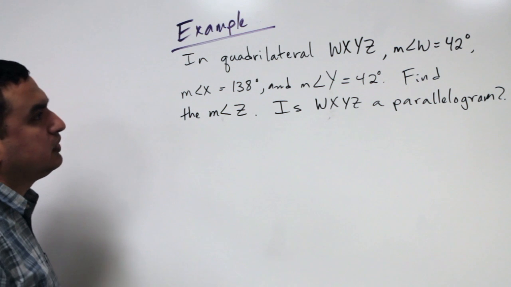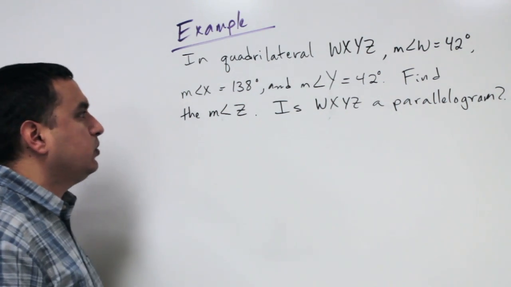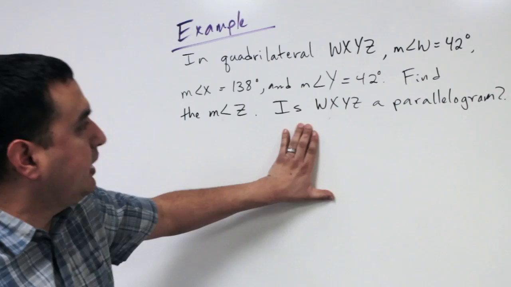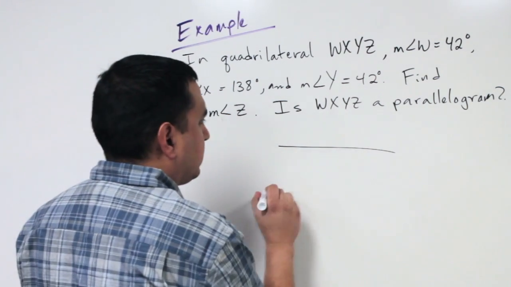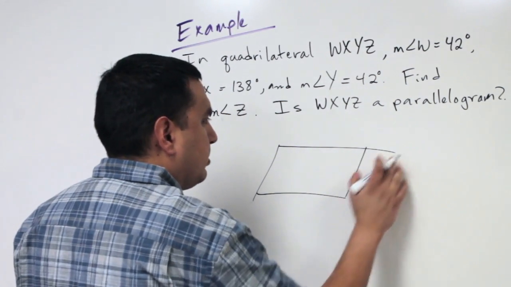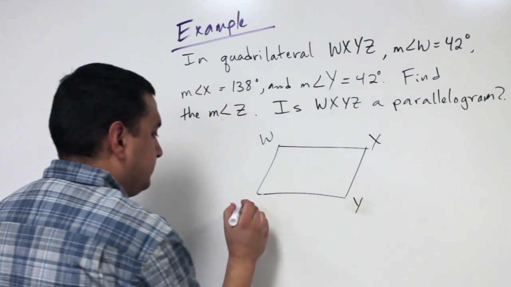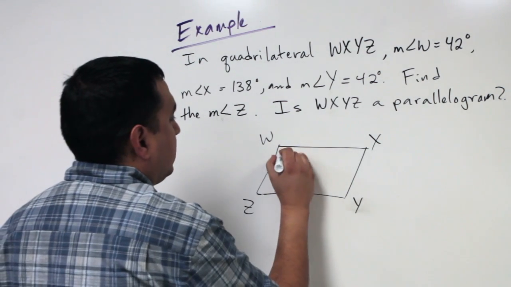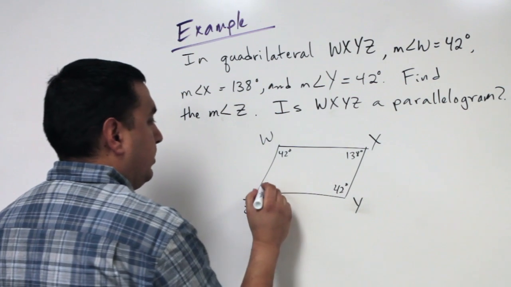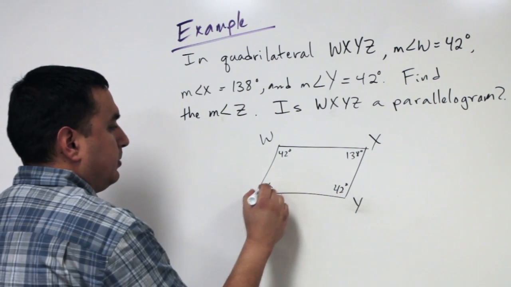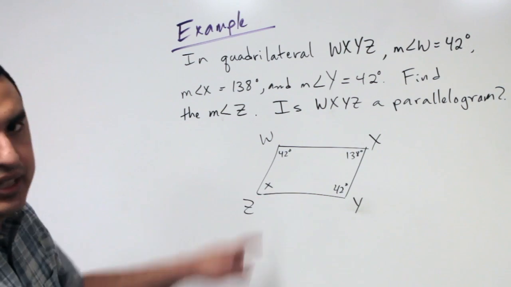Okay, in this example, in quadrilateral WXYZ, the measure of angle W is 42, the measure of angle X is 138, and the measure of angle Y is 42. We want to find the measure of angle Z, and we also want to ask the question, is WXYZ a parallelogram? We want to start by drawing a quadrilateral, and we're going to call it W, X, Y, and Z. I know that W is 42 degrees, X is 138, and then we have some unknown angle here. So we've got to figure out what that angle is.